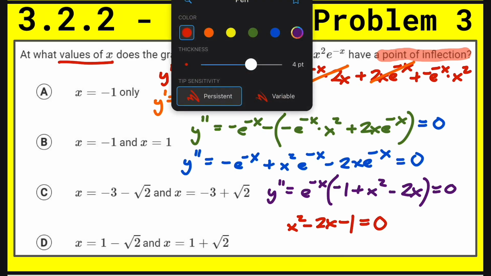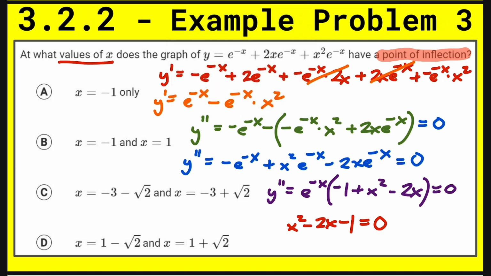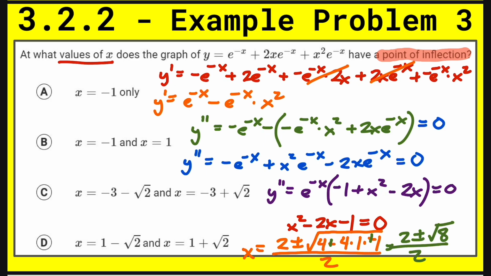All right, to solve this, I'm going to use the quadratic formula. So then you're going to end up with x is equal to negative b, so that's just going to be 2, plus or minus the square root of b squared minus 4ac, so 4 times 1 times negative 1, all over 2a, so it's just all divided by 2. All right, this simplifies like that. And you end up with 2 plus or minus the square root of 8 over 2.